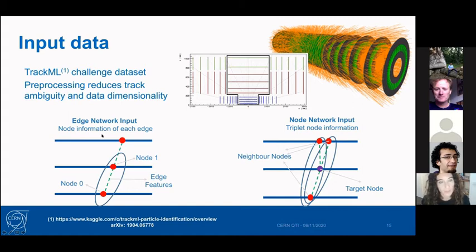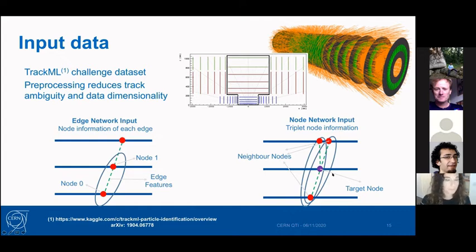For the edge network, the input to the network is basically the 3D coordinates of the 2 nodes of a segment, and the network outputs a probability that the segment belongs to a trajectory. And for the node network, we input a triplet, so the coordinates of 3 points, and the output is the probability that the target node is actually good.